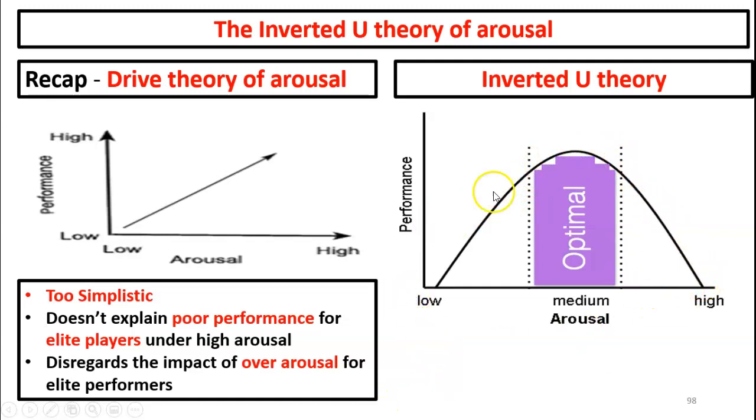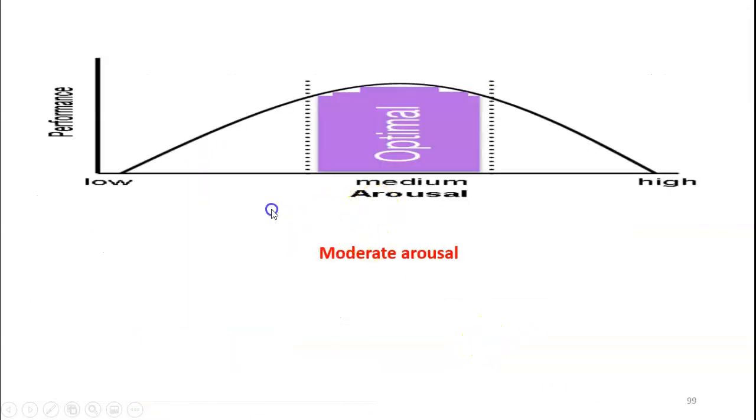Okay, so let's have a look at how we describe it, how it will combat some of the problems that are shown in the drive theory. Well, straight away you can see that there is such thing as over arousal, okay, and it does explain why people's elite performance will deteriorate under high arousal. Okay, so both of those things, and it's not simplistic in terms of shape. You can see that straight away. Okay, so let's have a look then, how we describe it. Very, very basic on here.